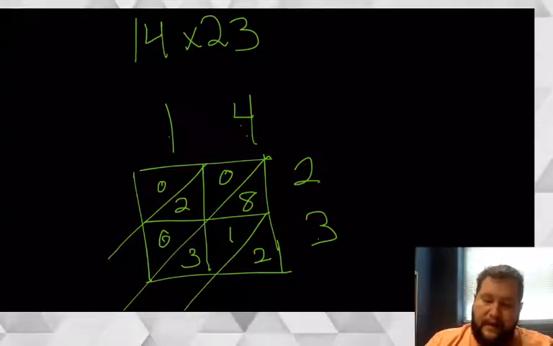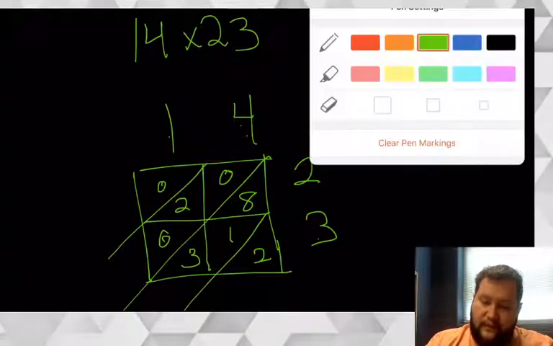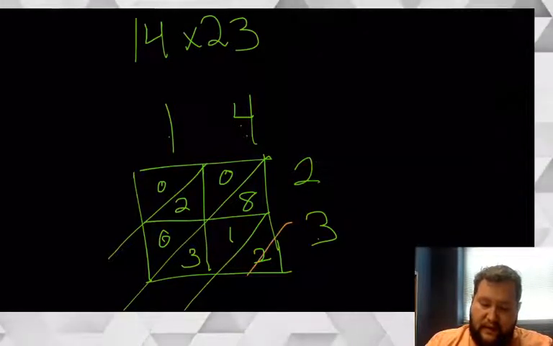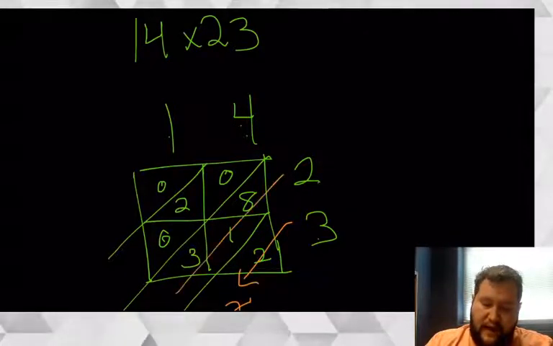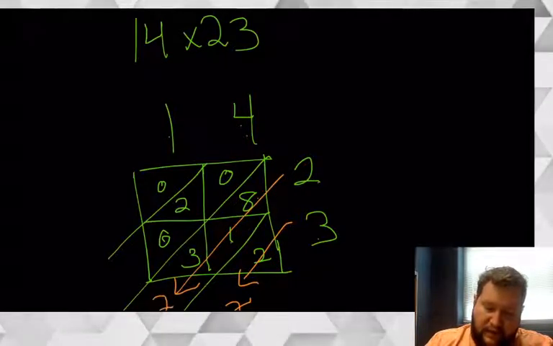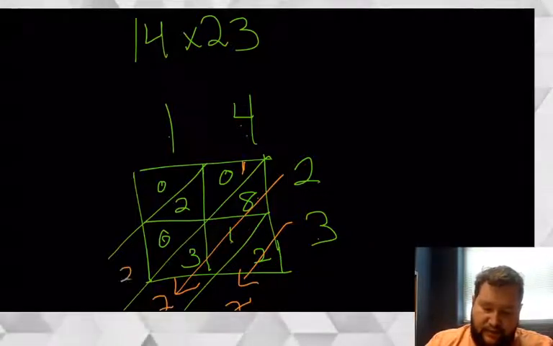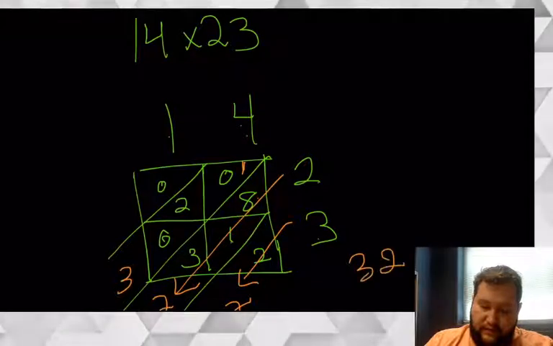And then we add down the diagonals. So we add down this way, we get a 2. This way, 8, 9, 10, 11, 12, we have a 2. And we carry a 1 to our next diagonal. 1 plus 2 is 3. And we have 3, 22.